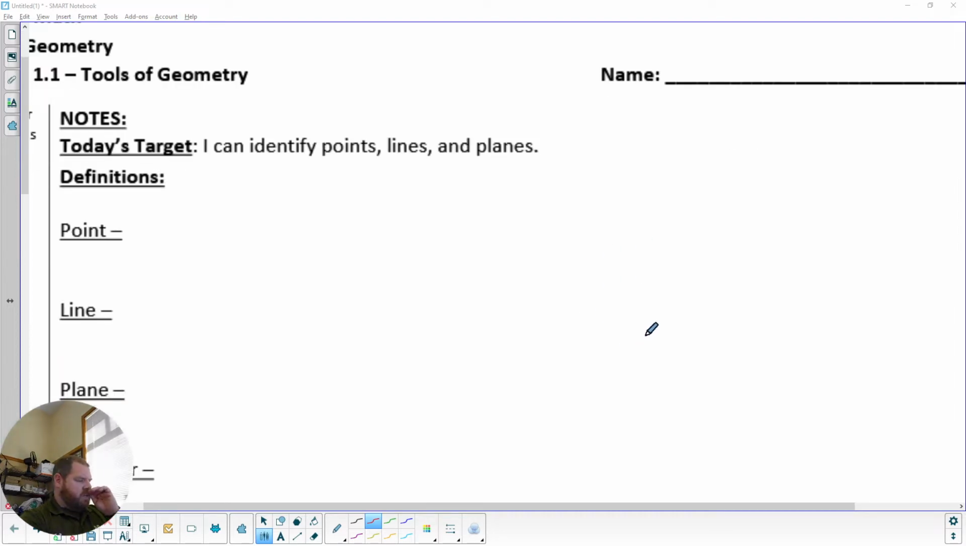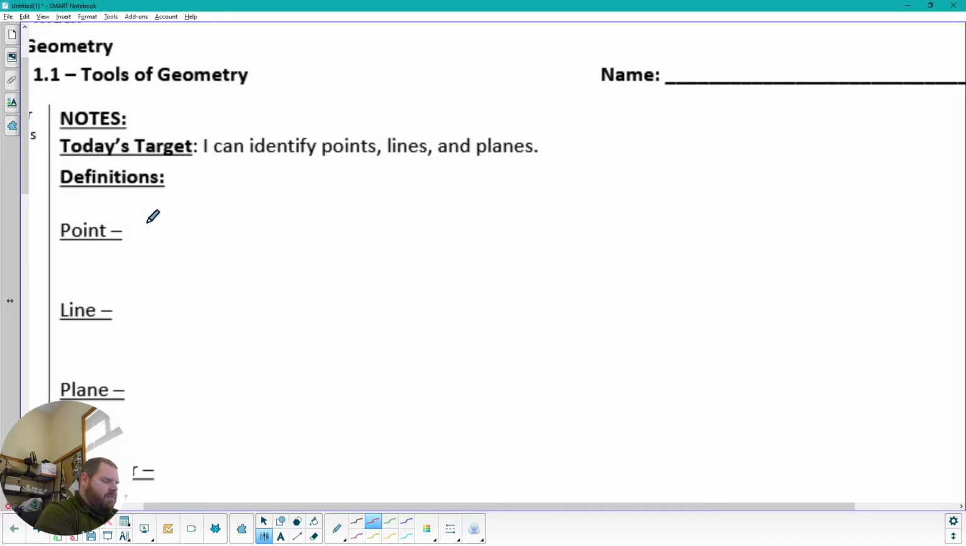So today I want us to be able to identify points, lines, and planes. As with most things in geometry, a lot of it is going to be based on some definitions that we have to start with. I've gone over this in every class today, and I think I've written different definitions every time. The ideas are all the same, so we're going to stick with those.